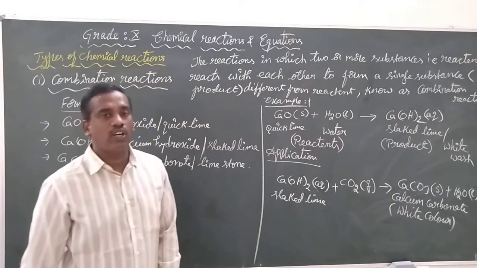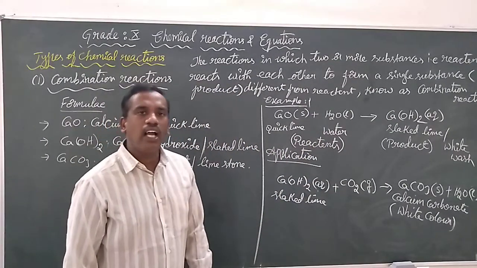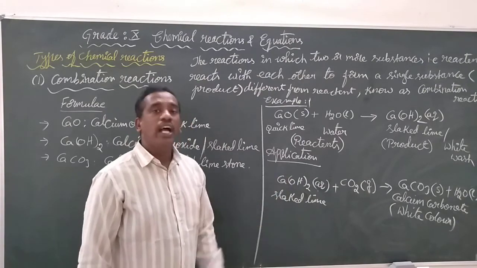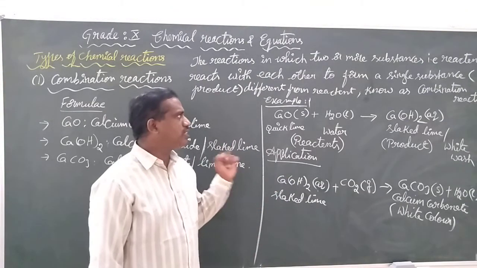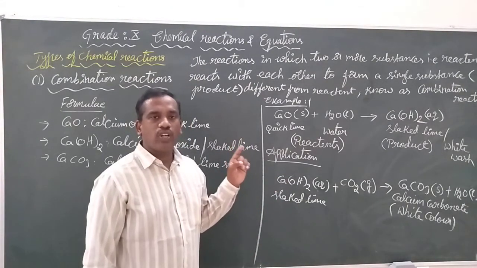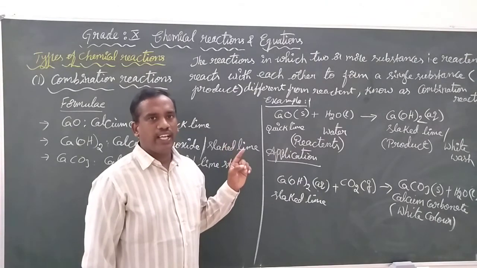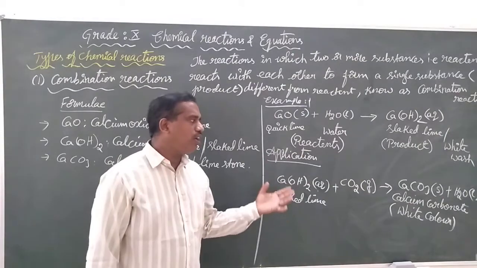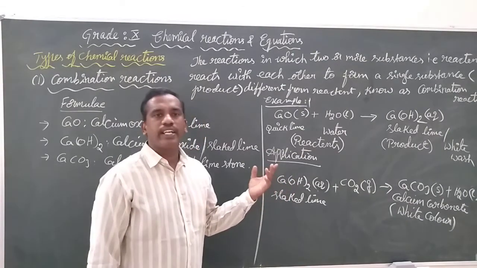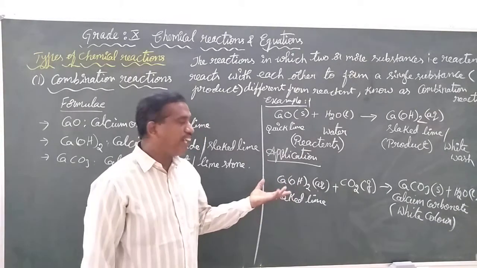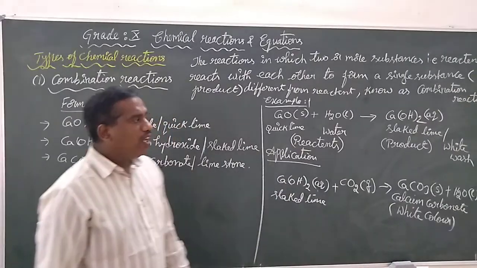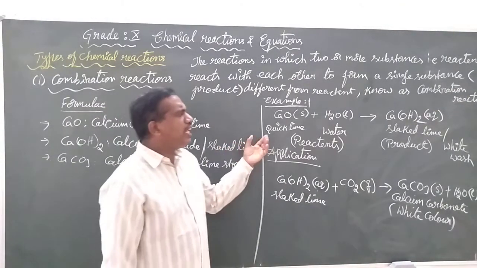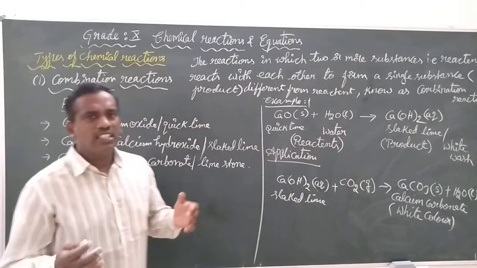So we call this the whitewash. Slaked lime is called the whitewash. This is the application for the first example, that is the reaction of calcium oxide with water. We got slaked lime. Once we apply it on the wall, it forms the white colored calcium carbonate, giving us a white colored wall.